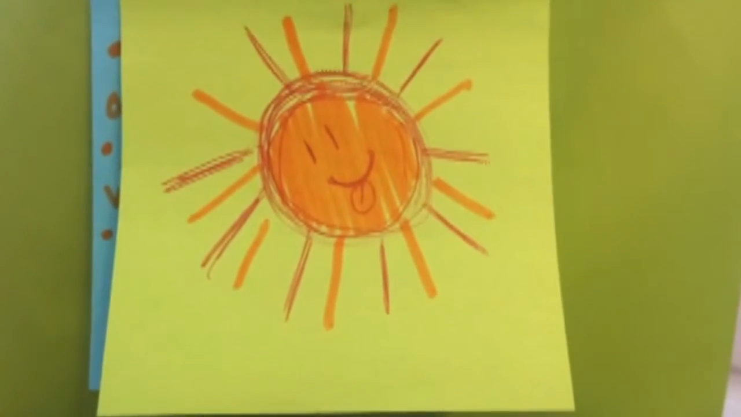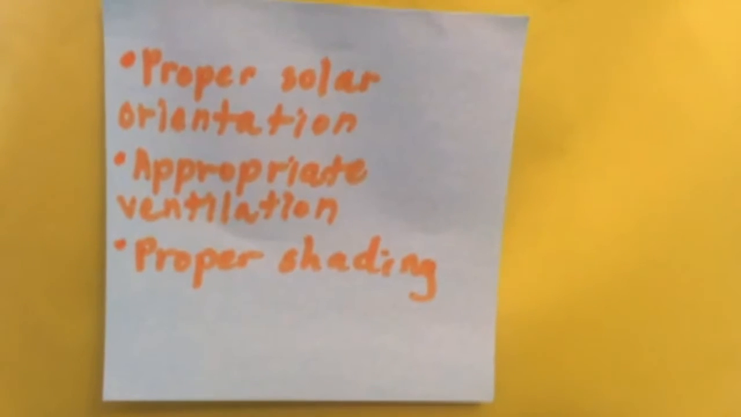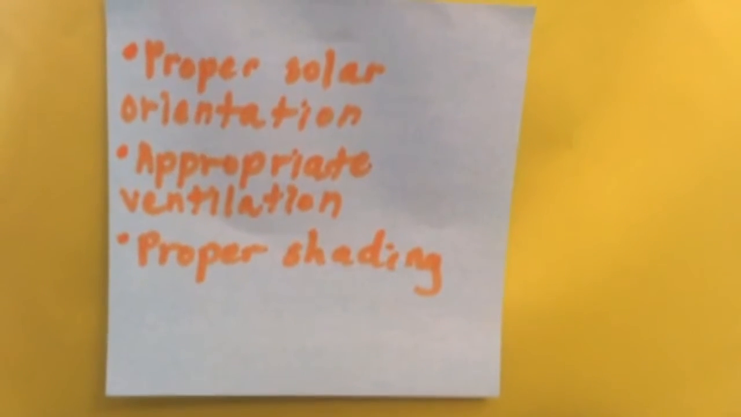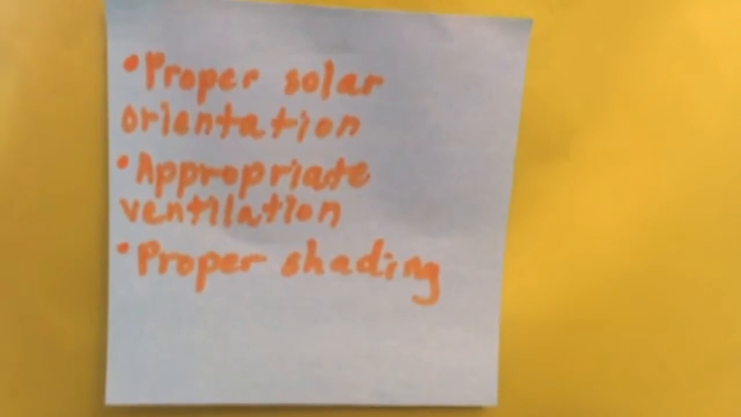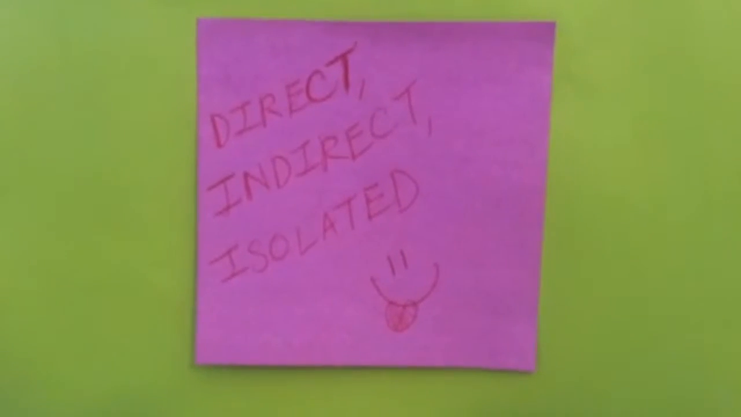For the highest efficiency, lots of sunlight is needed. Intensity of sunlight is sporadic and irregular. It requires appropriate solar orientation, ventilation, window placement, glazing type, and shading. The three categories of passive solar energy are direct, indirect, and isolated gain.